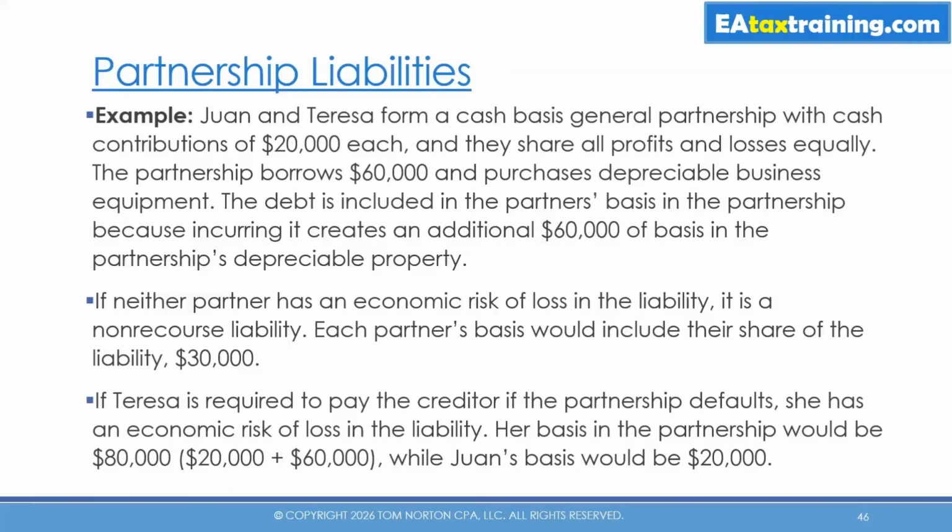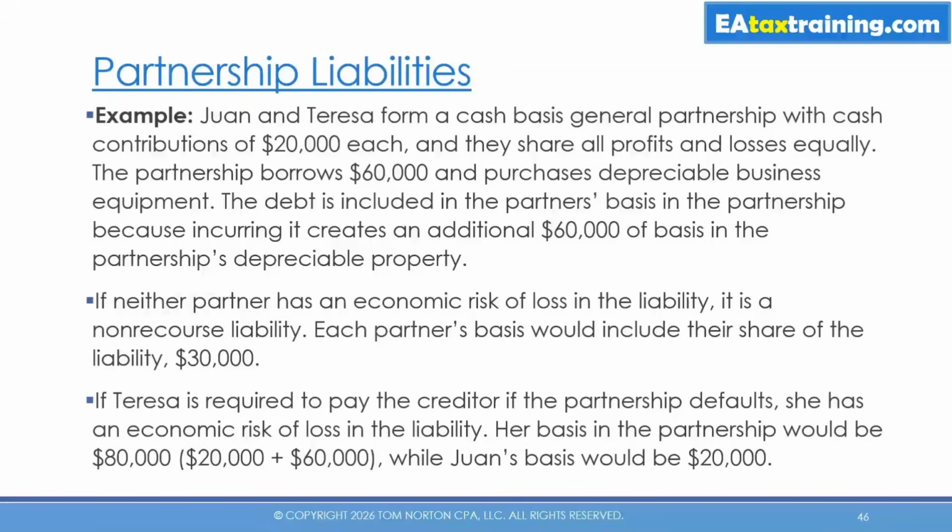So remember, we had three ways that liabilities could increase basis. One of those was the very first one: if incurring the debt increases the partnership's basis in assets, then it counts. So here they're buying a depreciable asset. So they've got a $60,000 liability on one hand, a $60,000 asset on the other. So the partners get basis for their share of that $60,000.